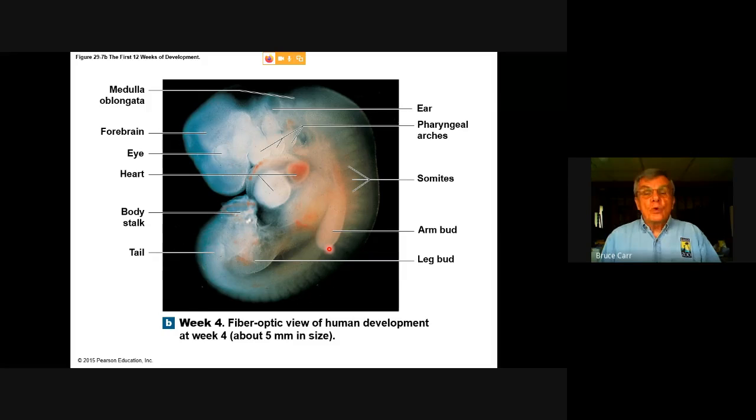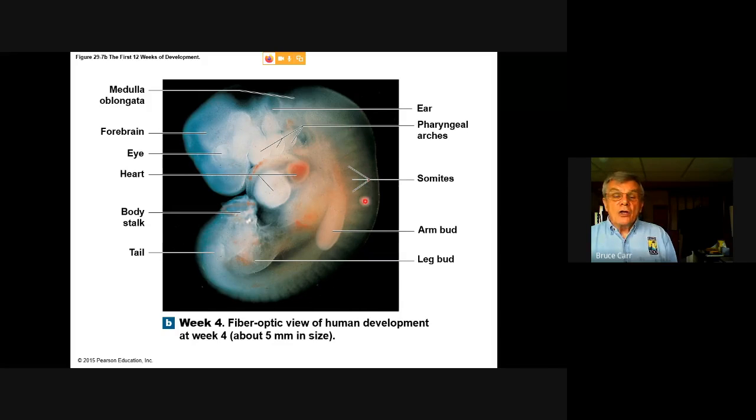As we look at a 4-week fiber optic view, we definitely see an odd but distinguishable head area with an eye spot clearly developed. These are called pharyngeal arches, and those arches actually represent the openings that form gills in fish and in amphibians. Amphibians are born in a swimming form with gills and later transition to air-breathing lungs. And those develop in human embryos. Now, because we aren't born with gills, they are grown over and replaced by genes and gene expression that came later in evolutionary history.